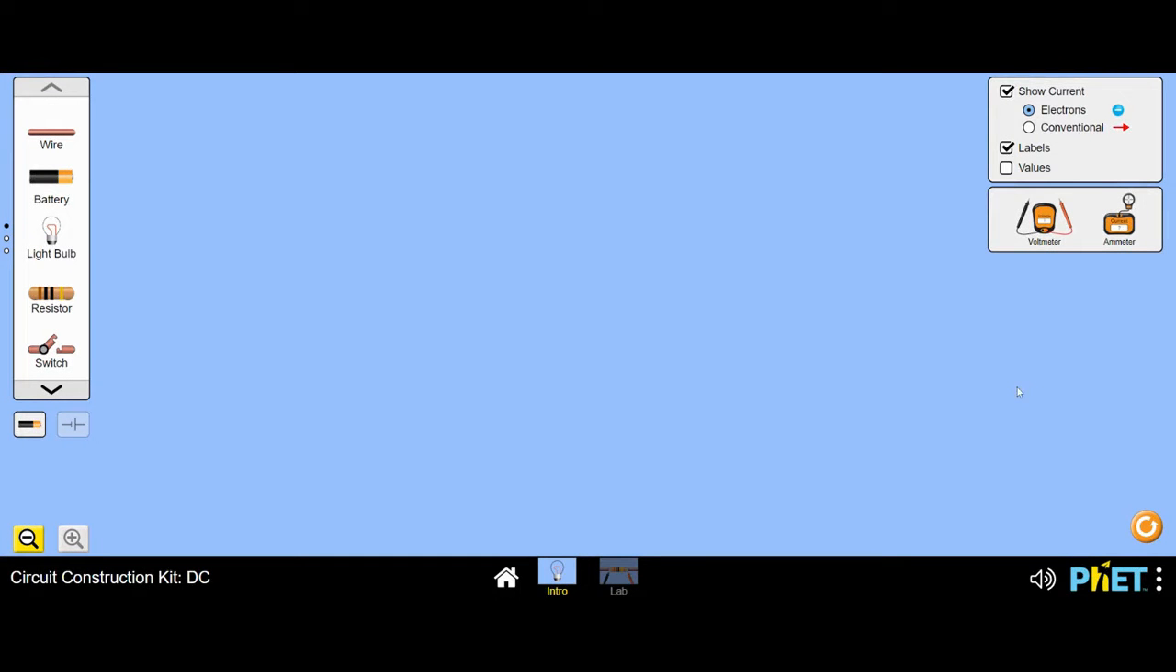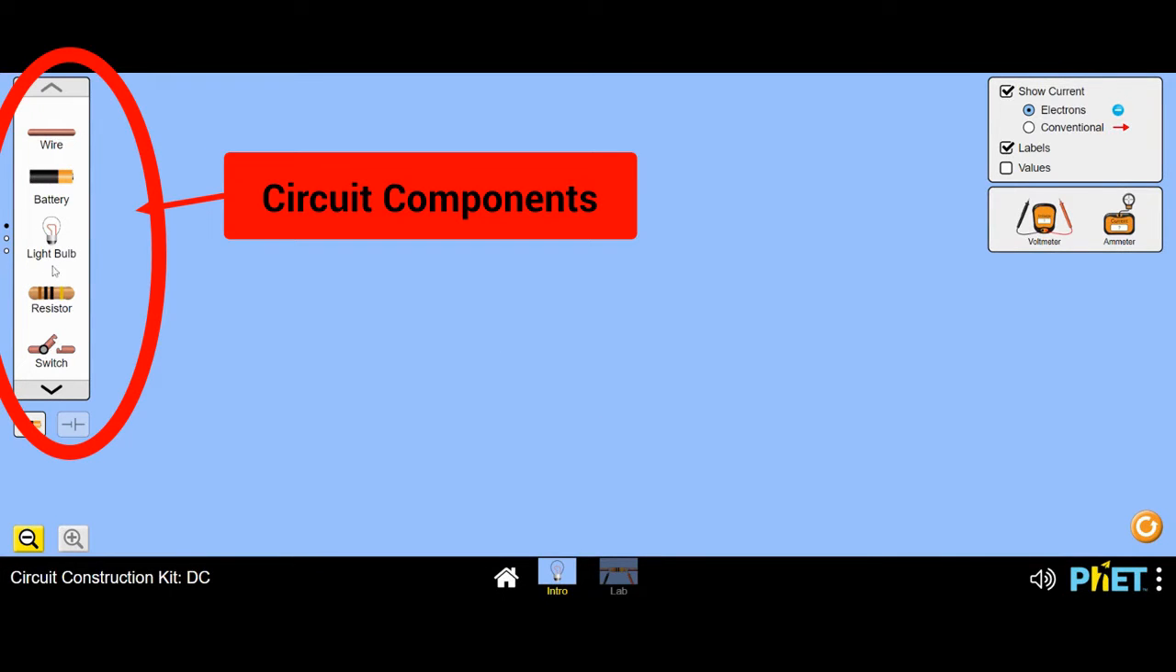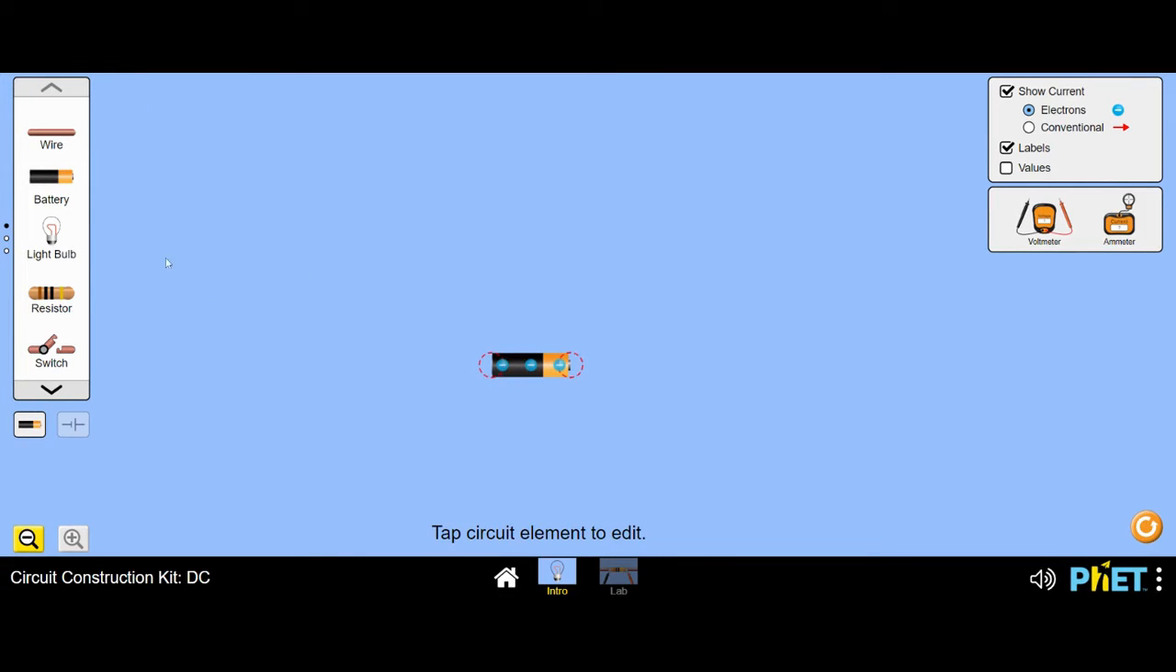So this is meant to walk you through how to do the circuit construction PhET simulation. One thing to note is over here on the left-hand side, you've got some options of components. So let's go ahead and build a pretty simple circuit with a battery. And I'm going to pull out 4 wires.